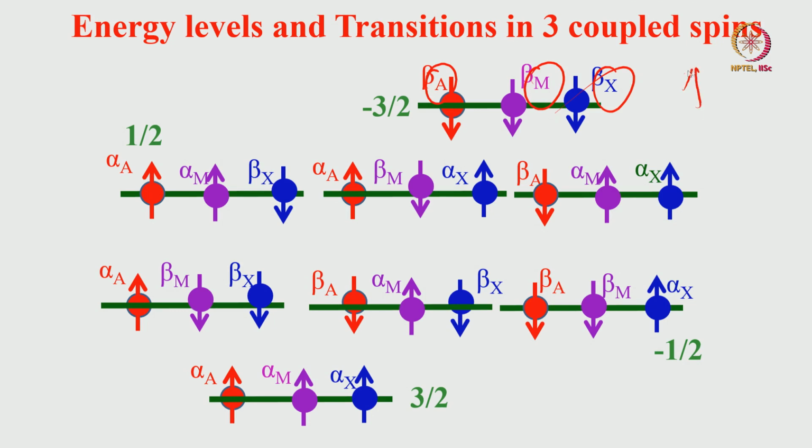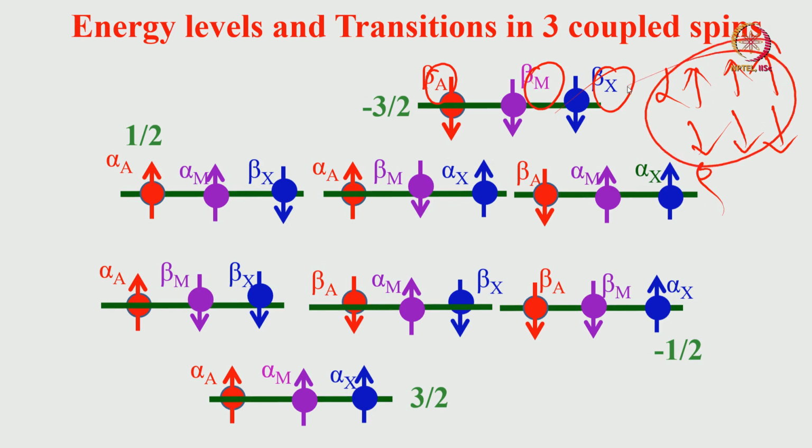A can have 2 orientations, up and down. M can have 2 orientations, up and down. Similarly, X can have 2 orientations, up and down. These are all alpha states, these are all beta states. So, A can have alpha and beta, M can have alpha and beta, X can also have alpha and beta. Now, when all these 3 are interacting, when they are coupled among themselves, how many energy states, how many possible orientations can you think of?